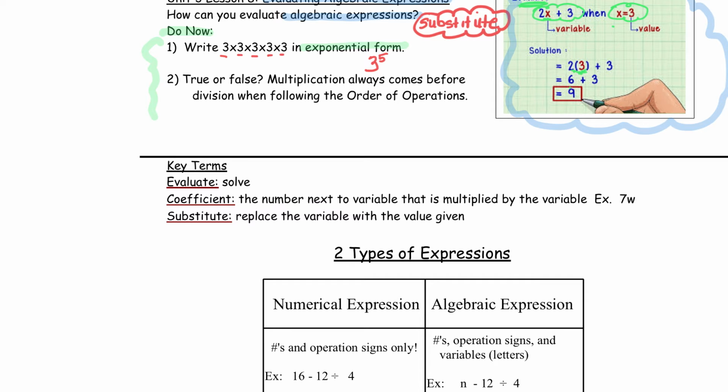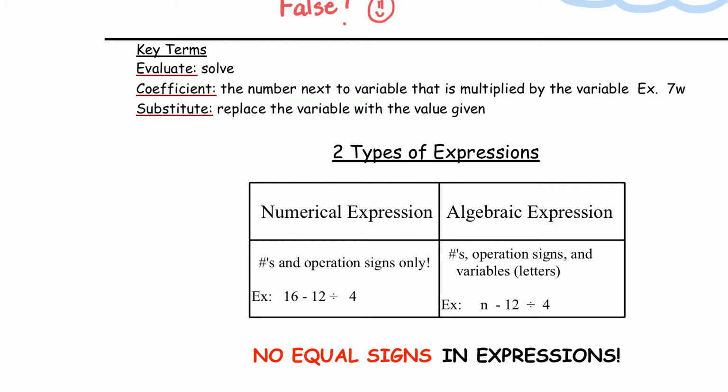Number 2, true or false? Multiplication always comes before division when following the order of operations. Be really careful. I know I've said this before. Anytime you see a question or a statement, especially with a true-false, that has the words always or never in it, be very, very suspicious. What do you think? True or false? If you said false, then you're absolutely correct.